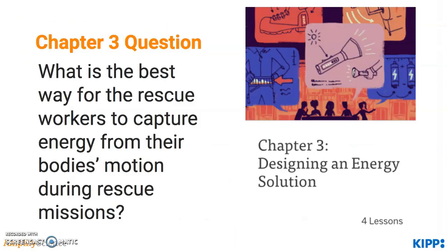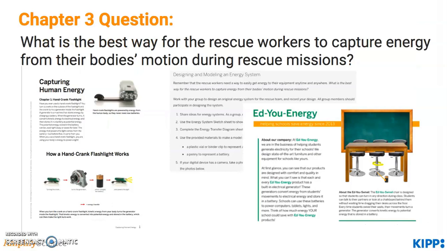For our final chapter in this unit, students are asking themselves, what is the best way for rescue workers to capture energy from their body's motion during rescue missions? In Lesson 3.1, students are given another article, and they learn that electrical energy can be stored in a battery as potential energy so it can be used later. In this article, students also get to review each type of energy transfer that occurs in various systems. They assess whether or not it's a good option for the rescue workers, and they begin designing their own energy systems.